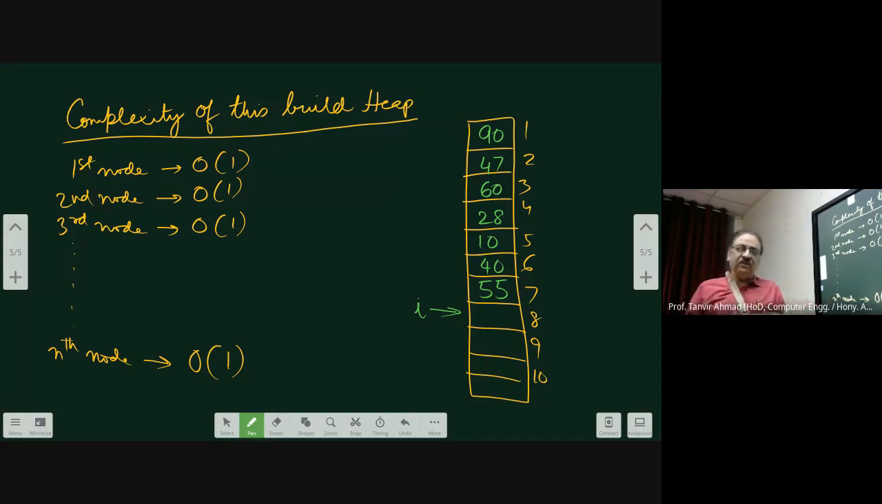All these insertions will take only order of 1 time. Now, this is just to insert. But the second thing is that you have to again perform the swappings. This is the first, only for insertion. Now the second is swapping.